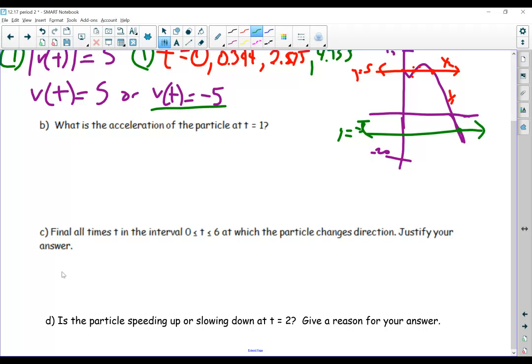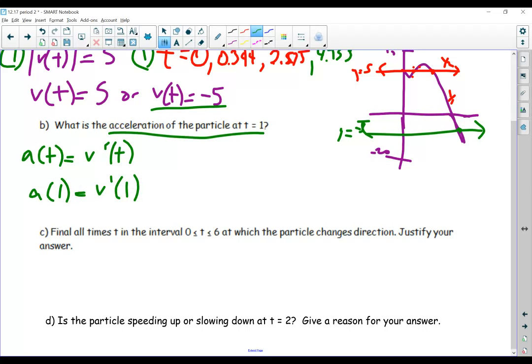Okay, part B, what is the acceleration of the particle at 1? Okay, now, acceleration, we have to think. We have velocity. Acceleration is the derivative of velocity. So what I'm trying to find, okay, is if I want the acceleration at 1, I'm trying to find v prime of 1. Now, there are 2 ways to do that.